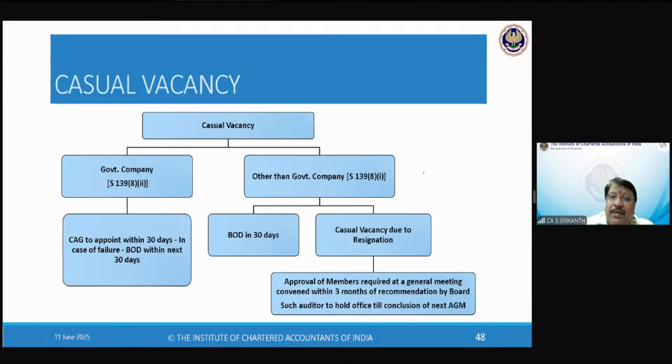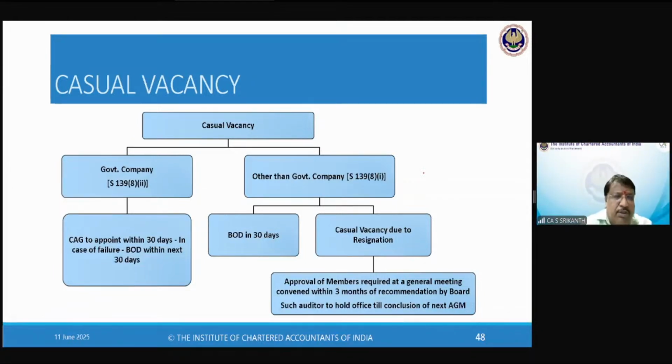Other than a government company, casual vacancy other than resignation. Resignation is a special category. Other than resignation, for example, the auditor incurs any of the disqualifications we have discussed. Then the new auditor can be appointed by the board of directors in 30 days. Obviously, this gentleman or firm will hold office only till the conclusion of the next AGM.